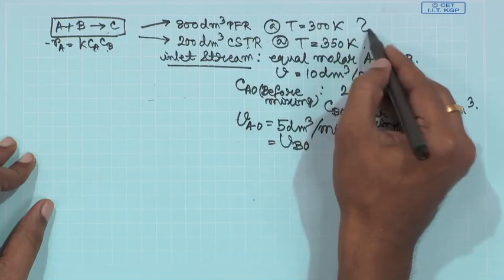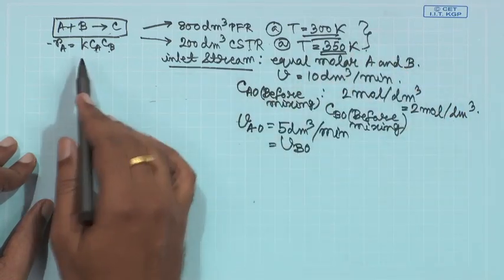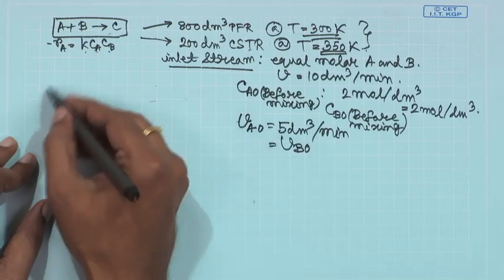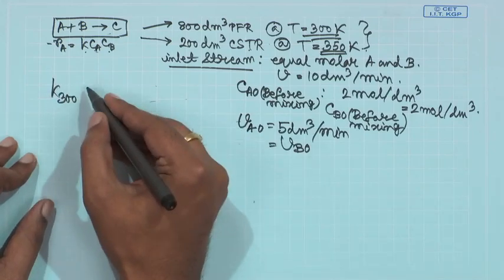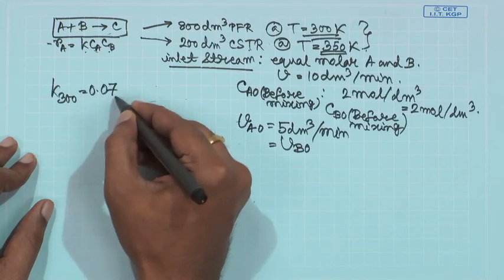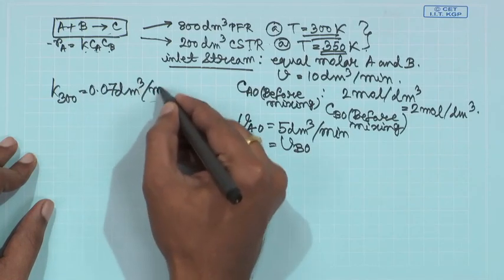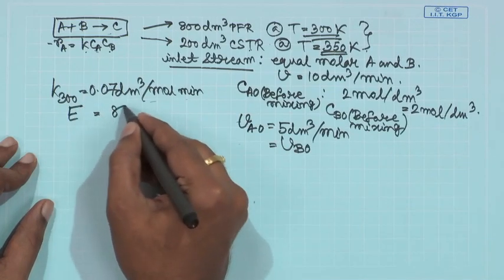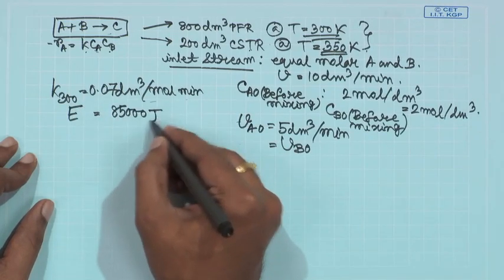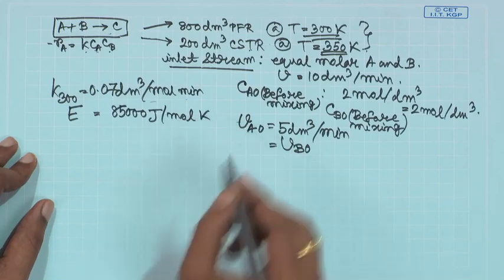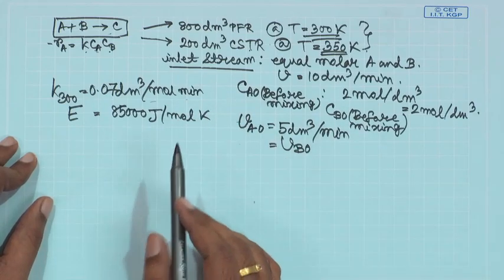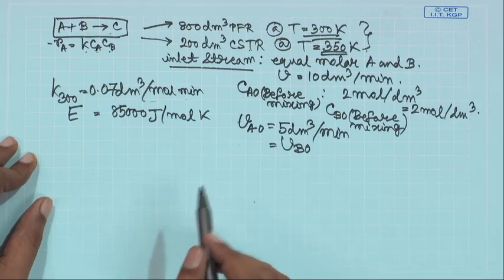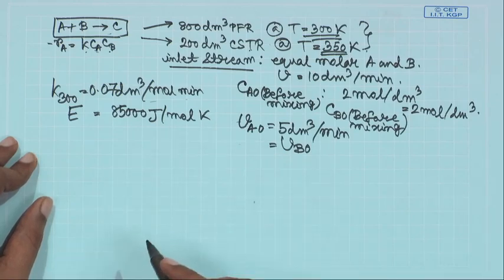Also, since the reactors are operated at different temperatures, you need to know the k value at these two different temperatures. What is given is that the k value at 300 Kelvin is 0.07 decimeter cube per mole per minute, and the activation energy is 85,000 joule per mole. So, all these things are given. Now, the question is which of the two reactors is going to give you a higher conversion.